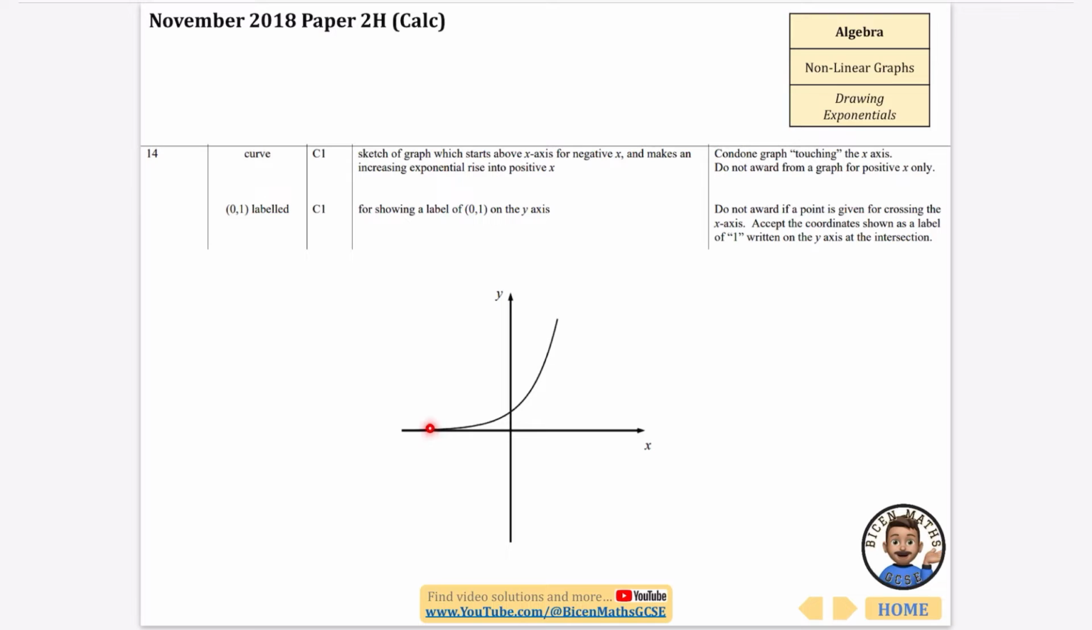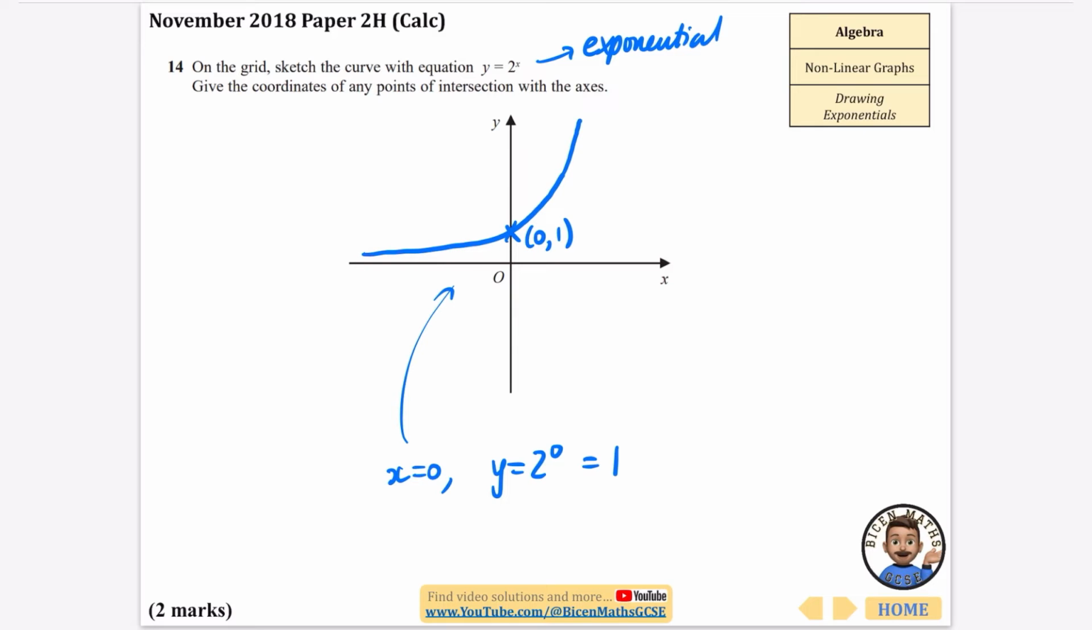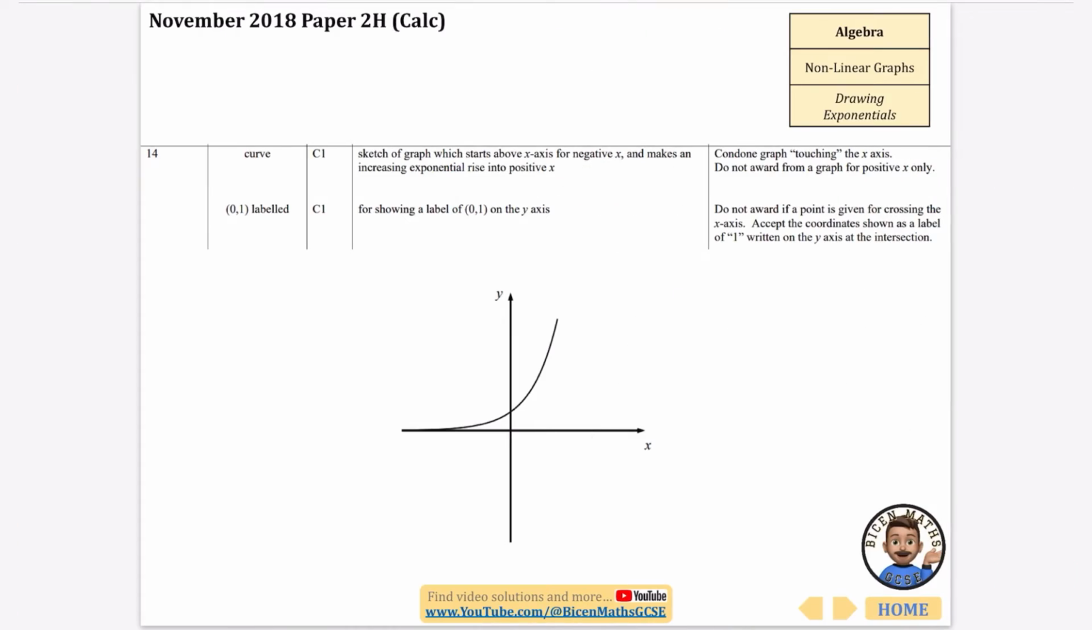It doesn't need to touch it down here, it's perfectly fine. It does say condone touching the x-axis, but I don't think it should do. I think it should just be a little bit above it. But they let you have it. If you do that in A level though, they wouldn't let you do that.